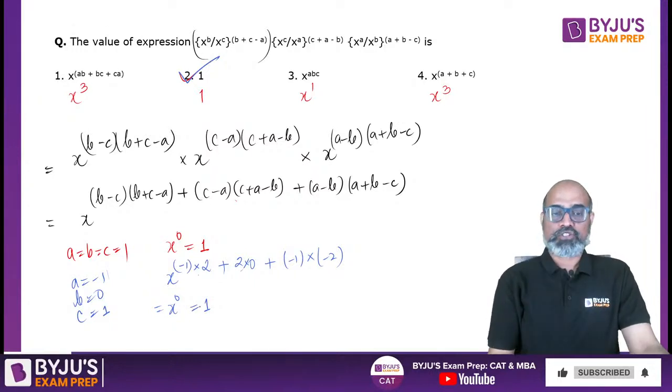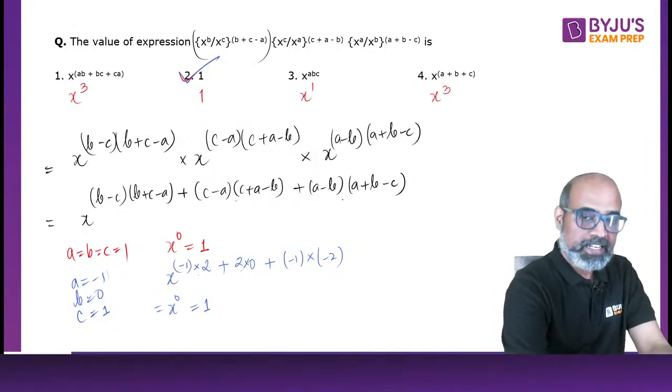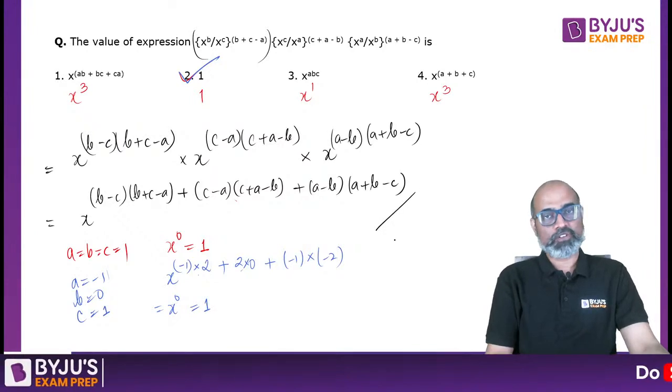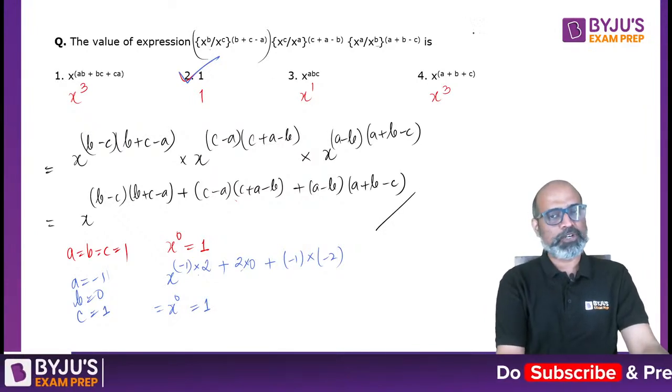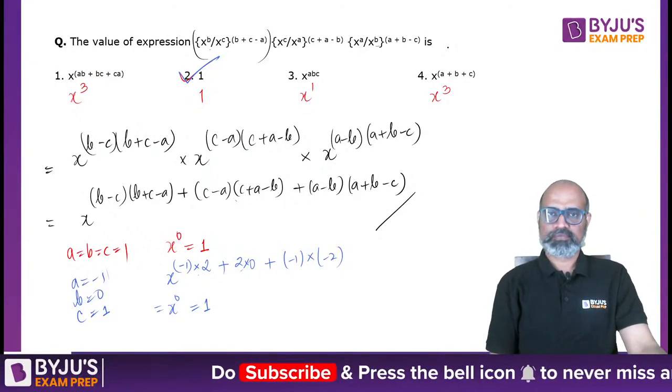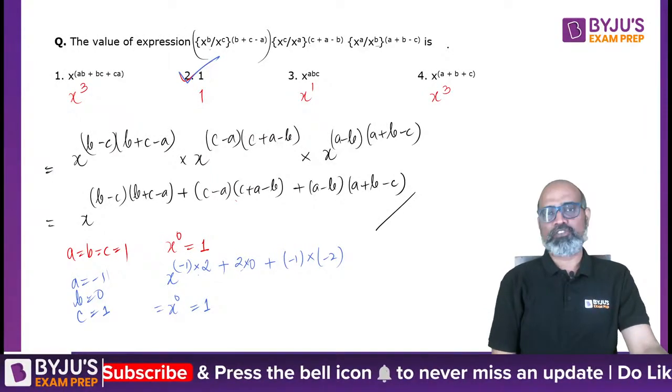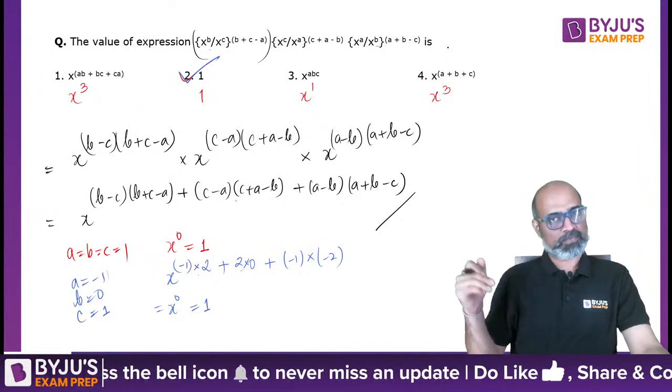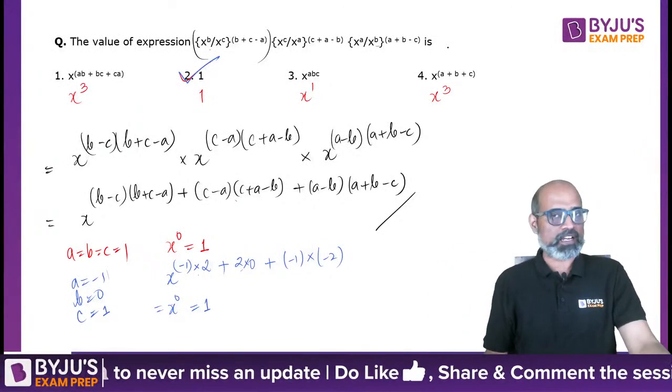Right? So if you simplify it to a certain extent and then put in the values, it's going to be better. We could have straight away put in the values here also. Put a, b, c all as 0. Since those are the powers, every value will become 1. 1 by 1 into 1 by 1 into 1 by 1, which will give you 1 anyways.